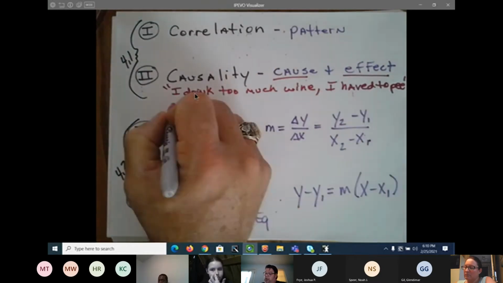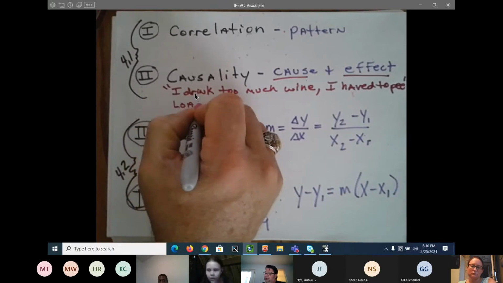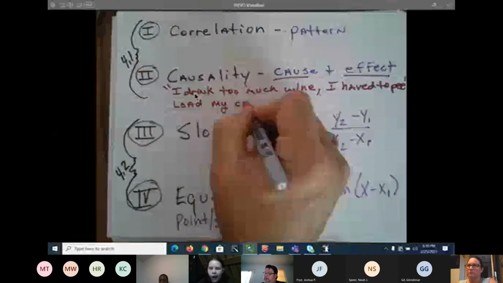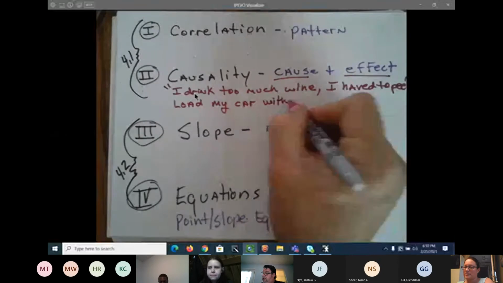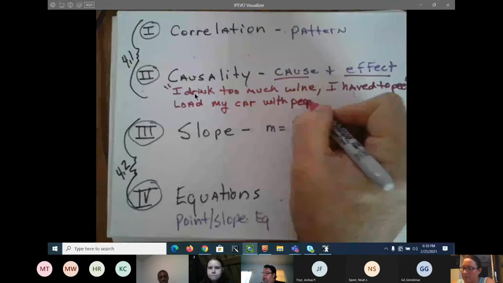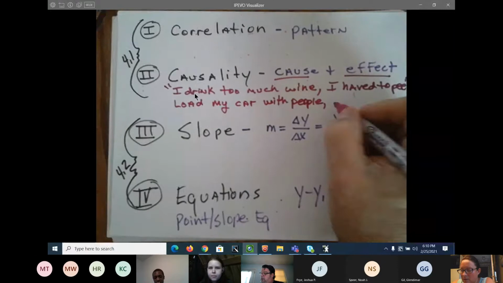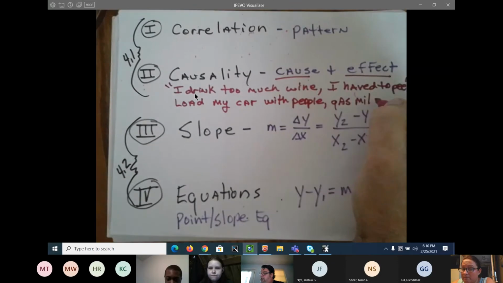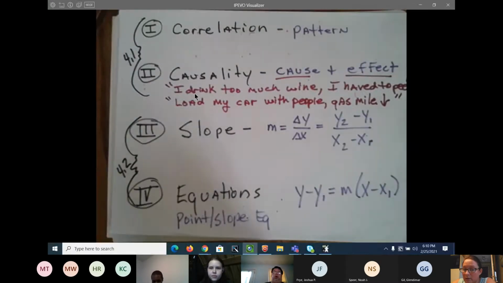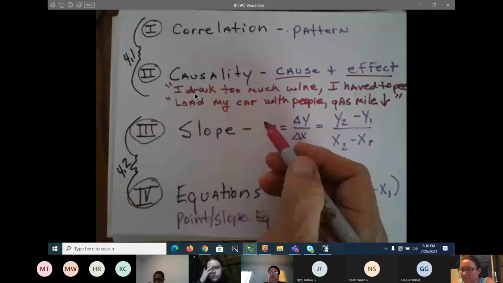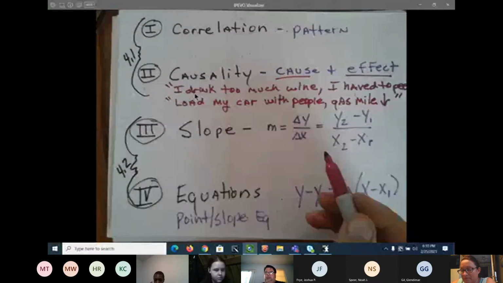If I load my car or my vehicle with people, what will happen to the gas mileage? I don't know how to spell mileage. It will go down. Cause and effect. If I do something, it will cause something.